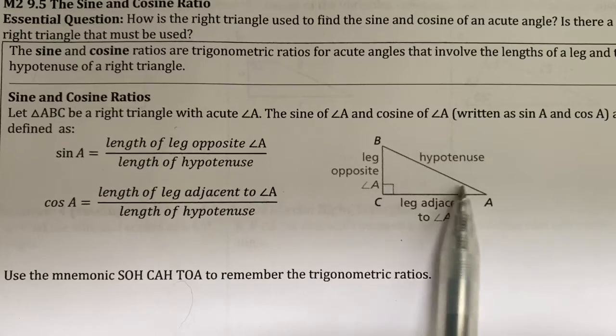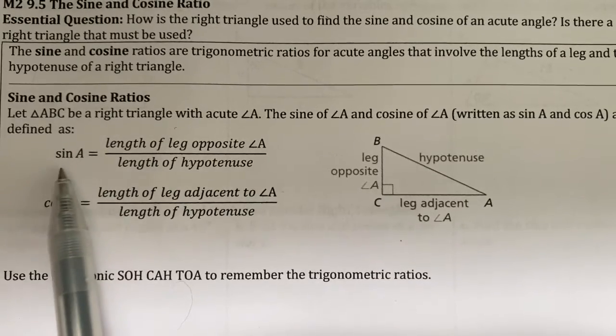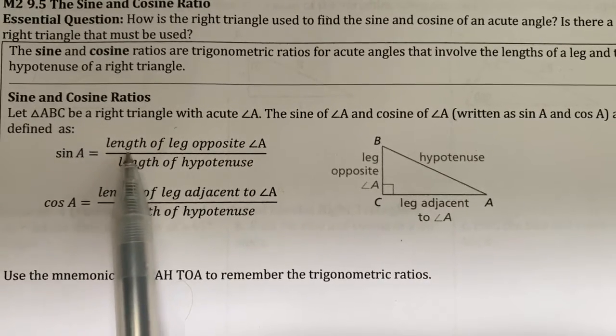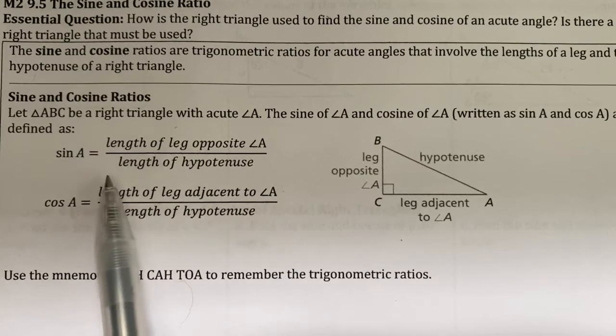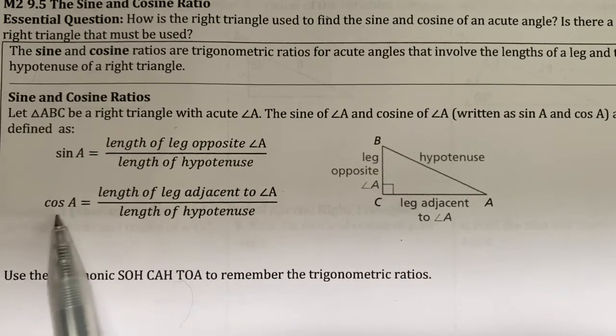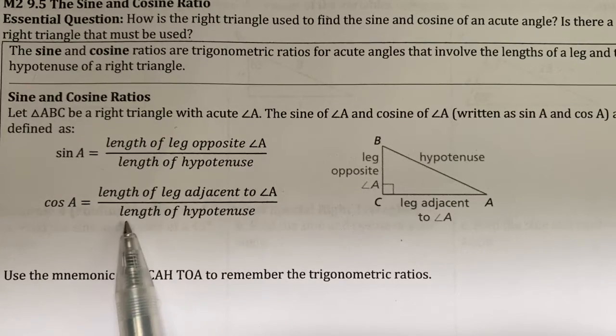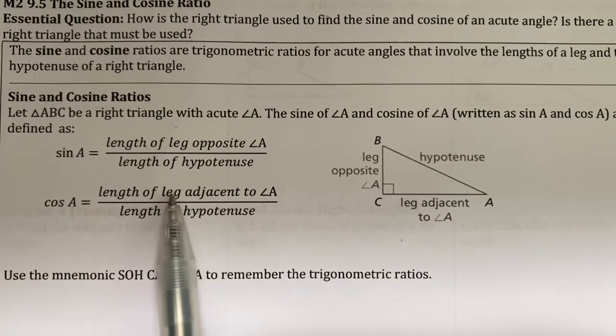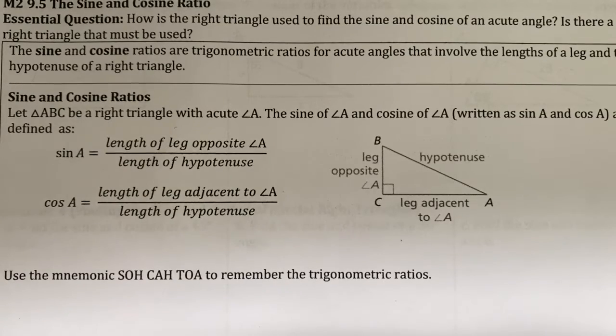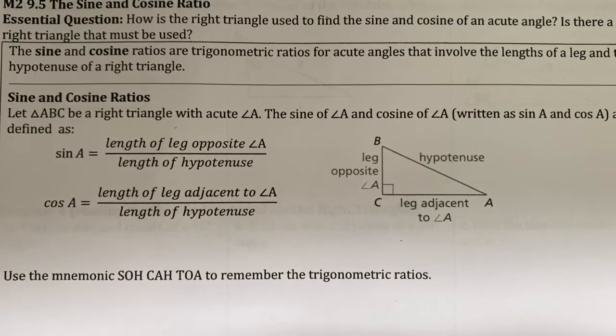If angle A is an acute angle, then sine of A will be equal to the length of the leg opposite of angle A over the length of the hypotenuse. Cosine of A is going to be the length of the leg adjacent to angle A over the length of the hypotenuse. And again, the leg that's adjacent is the leg that's next to the angle, that's not the hypotenuse.